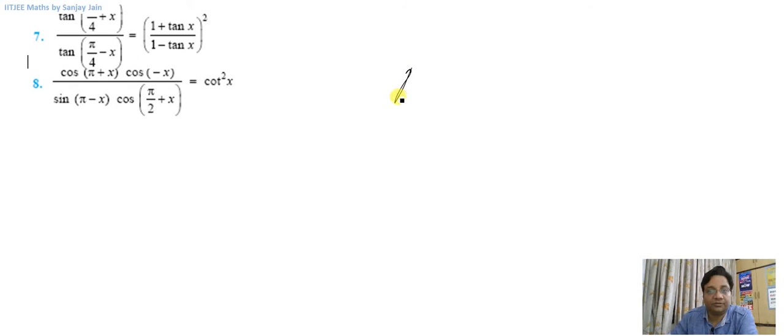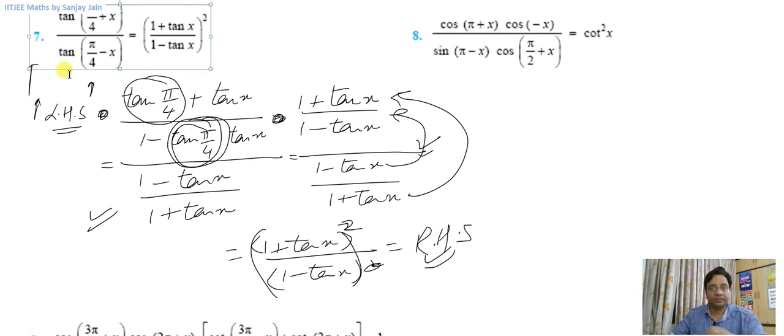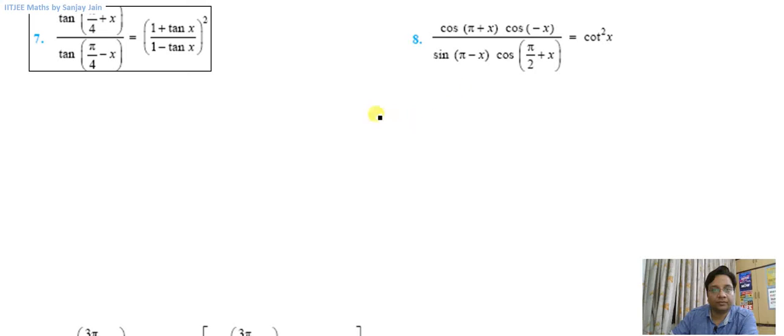This question. Give me a moment here. Okay, so focus on question number 8 now. So if you see the numerator in this question, cos pi plus x. Now this is pi, right? Multiple of pi. So cos will remain cos.